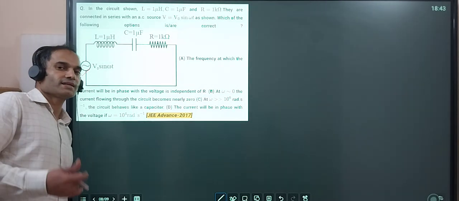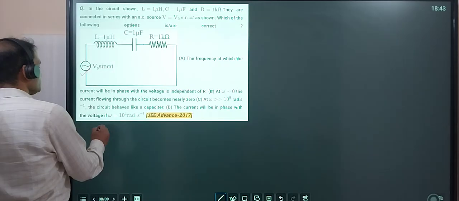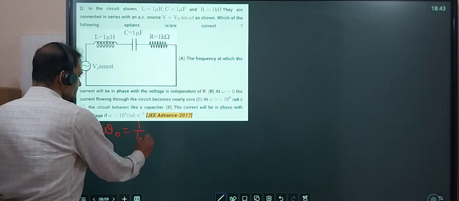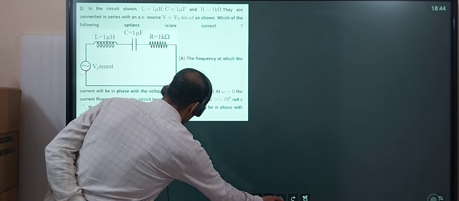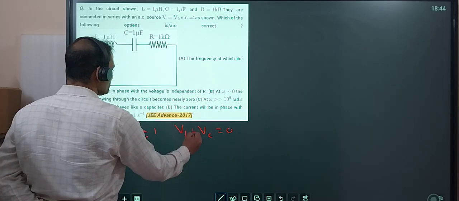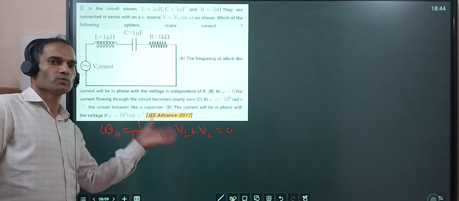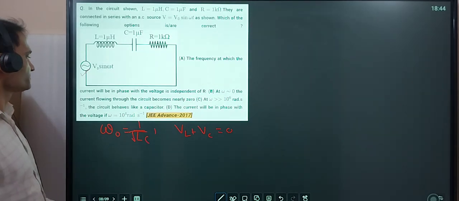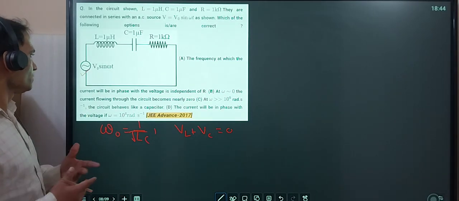Okay, if the current is in phase with the voltage, we know that it happens in case of resonance at this value, and in this case VL minus Vc is 0. I mean one thing is positive, so other thing is negative, equal and opposite. So in this case what happens? In case of resonance, what happens?